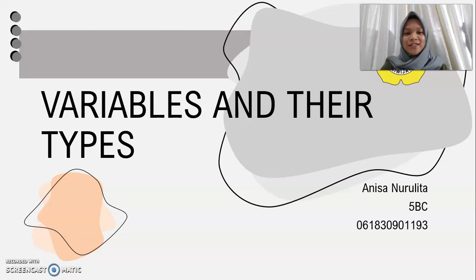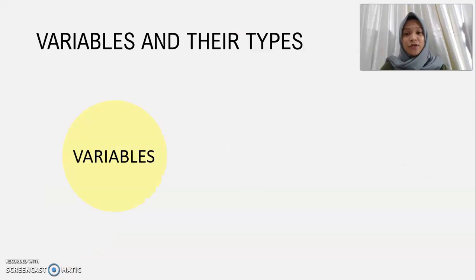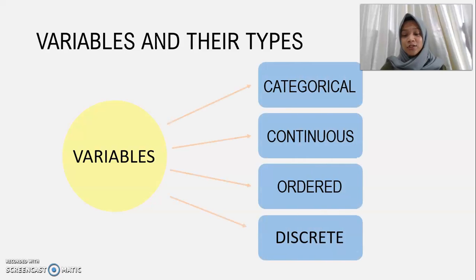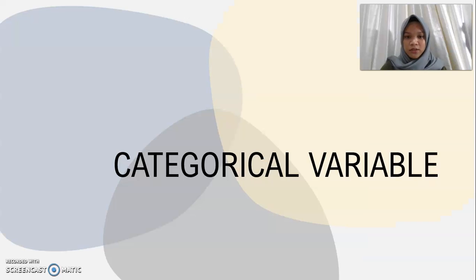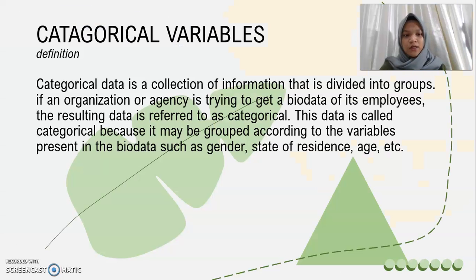What I would like to present is the variables and their types of research methodology. When we talk about variables, there are four types of variables: categorical, continuous, ordinal, and discrete. But the most common, or the most used, variables are categorical and continuous. Let's talk about categorical variable.